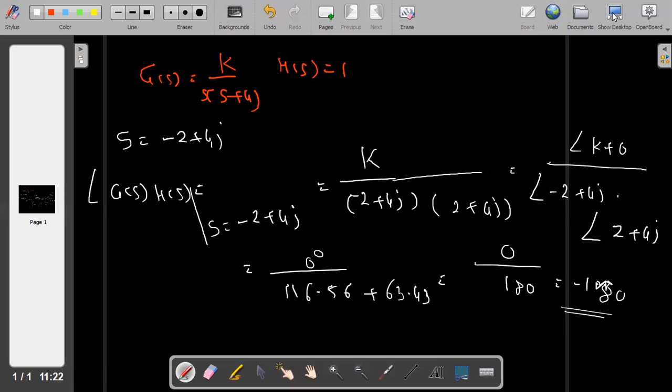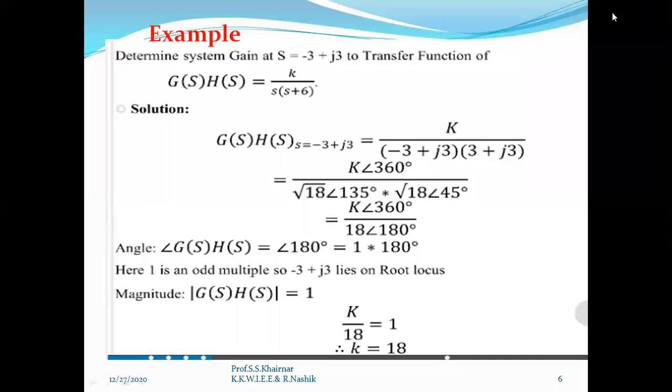We will go to our slide. So again, share the screen, new share, and this slide will be our example. I think it is visible to you. See, what is that example? Determine the gain K.